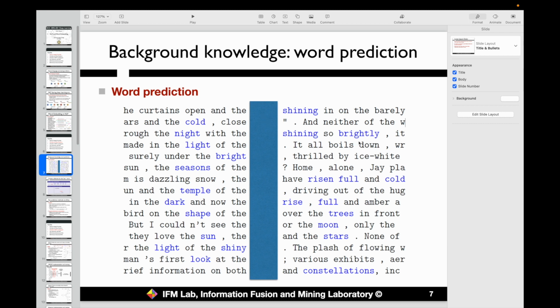Like shining, brightly, night, cold, night, bright, seasons, temple, dark, shape, sun, shiny, duke, star, moon, trees, rise, something like that, right? You can see these words can provide us with some signals or hints to infer the missing words. And if we think in this way, these missing words can be inferred from this context, right? This is one way to think about the problem. We can infer this missing word by the context.